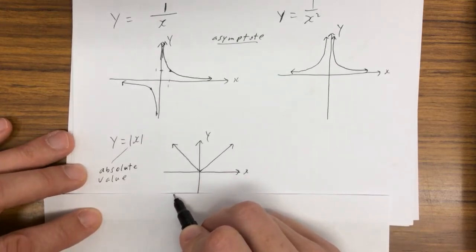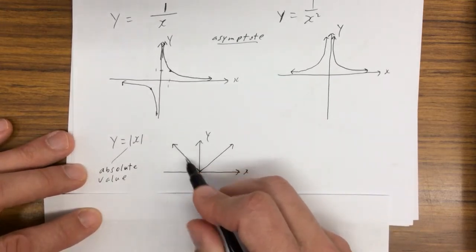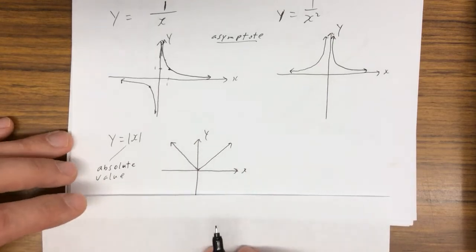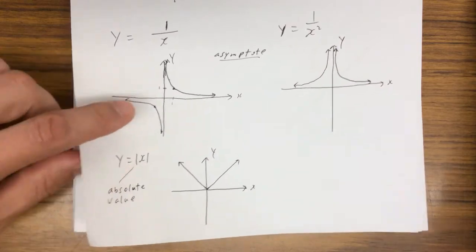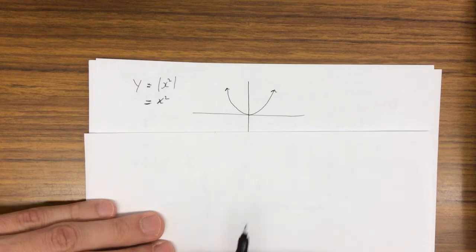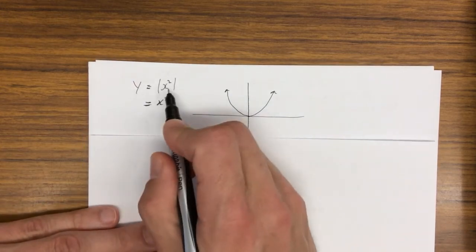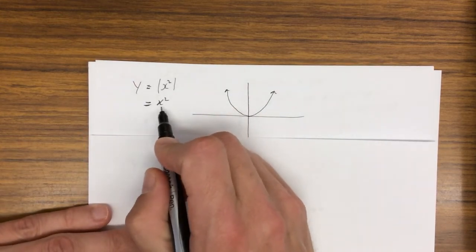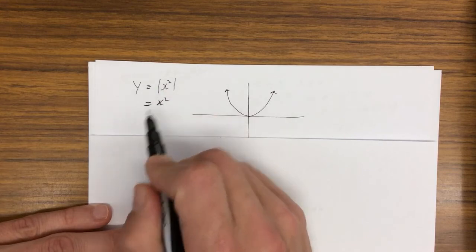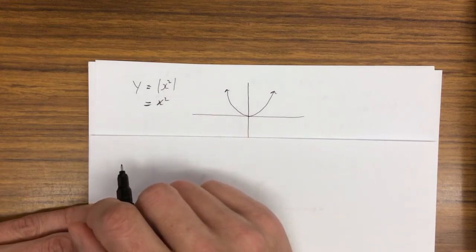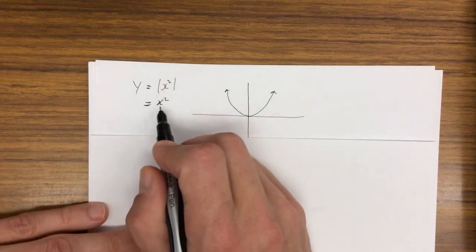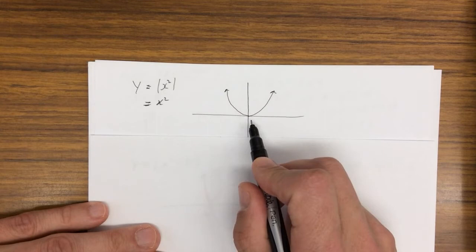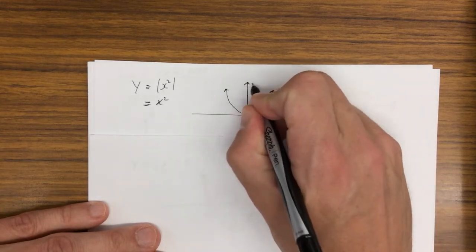But because we take everything negative and make it positive, it flips up here and we end up with this V. Okay? So a couple more examples of this absolute value graph is maybe this one here. Absolute value of x squared. Well, the absolute value has no effect because x squared is already always positive. So if you square a number, it's positive. Take the absolute value, doesn't change it. So there's the absolute value of x squared graph.